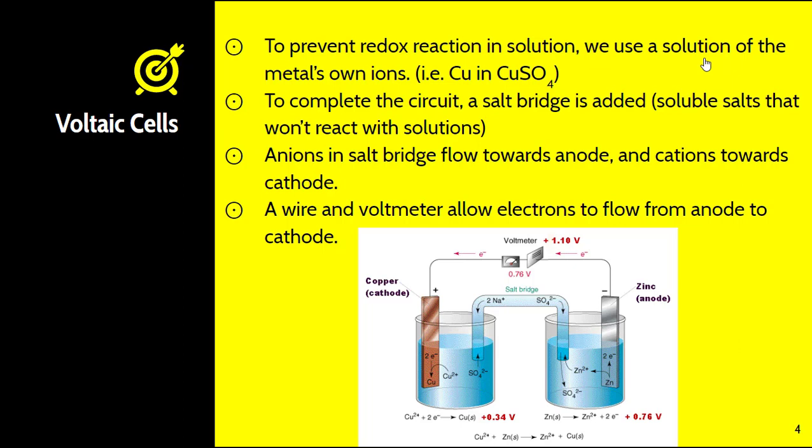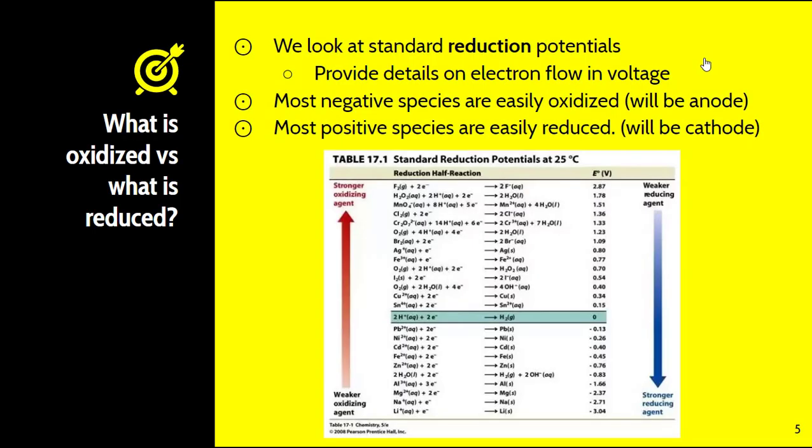Cations are going to flow towards the cathode, because you are removing the cations by having the copper being reduced. And so the sodium ions are going to move towards the left-hand side. With a wire and a voltmeter, you just connect the anode and cathode together, and that allows the electrons to flow from one side to the other.